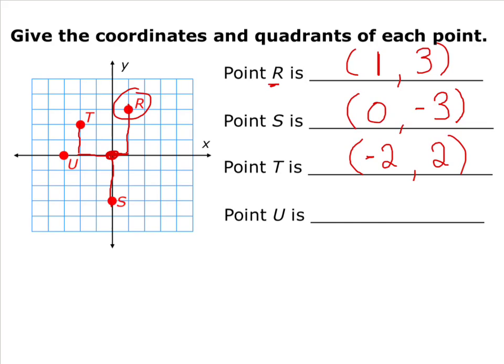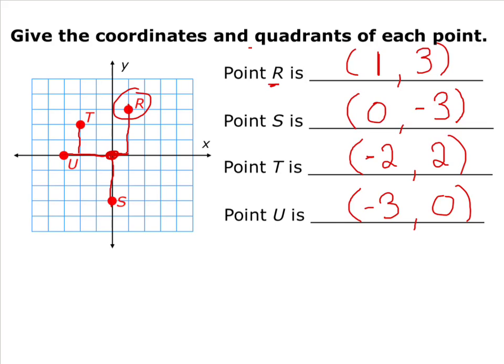Excellent. Now let's take a look at U. For U, I move over 1, 2, 3. Since I moved to the left, again, remember that's negative. And I didn't have to move up or down at all, so that's simply going to be 0. So my ordered pair for U would be negative 3, 0.